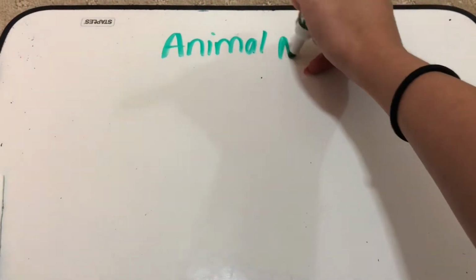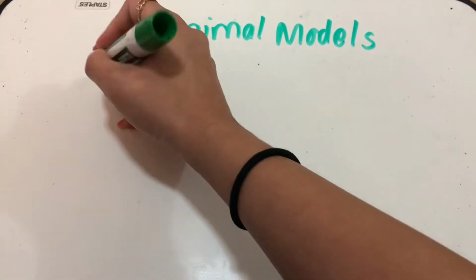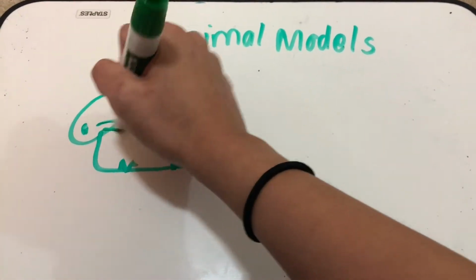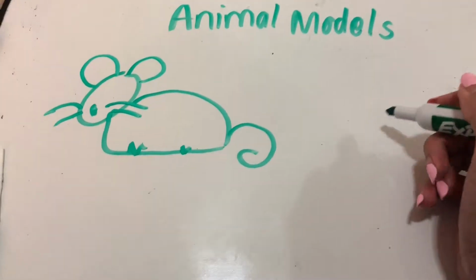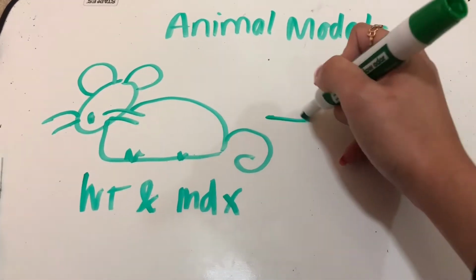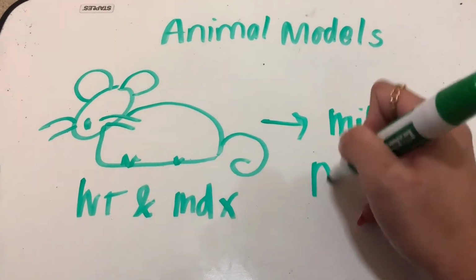There were different animal models used to study DMD. Commonly used is the mice. It's used for comparing wild-type and dystrophin knockout mice. However, mice show a milder phenotype of DMD.